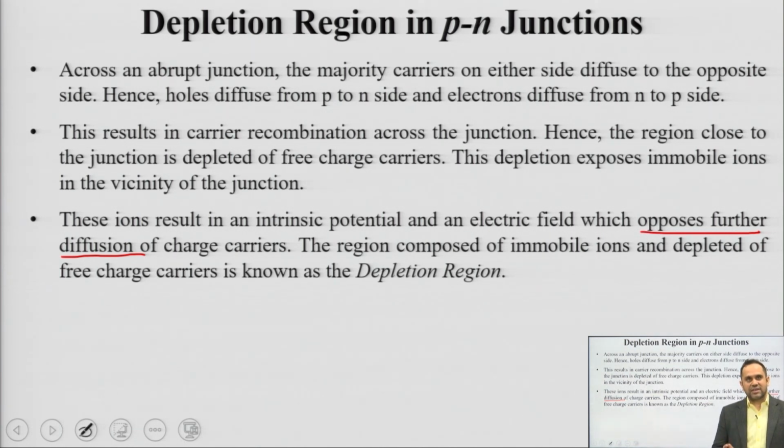And charge carriers are left in the bulk of the p side and the bulk of the n side. This region, which is depleted of free charge carriers and only has immobile ions, acceptors on the p side, donors on the n side, is known as the depletion region. This depletion region can be modulated in many ways to produce different kinds of devices.